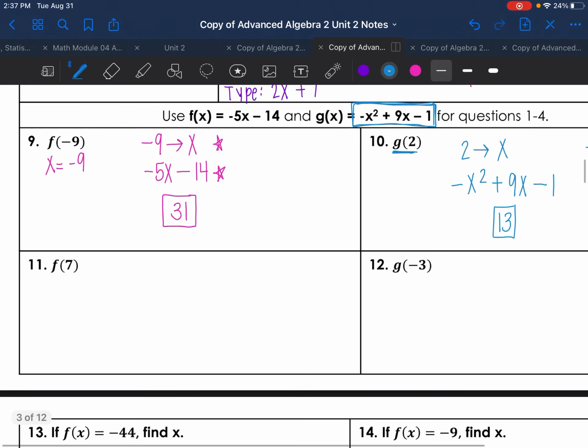Pause the video and try numbers 11 and 12. Number 11, you should have done 7 store x and then typed in negative 5x minus 14. And when you did that, you got negative 49.